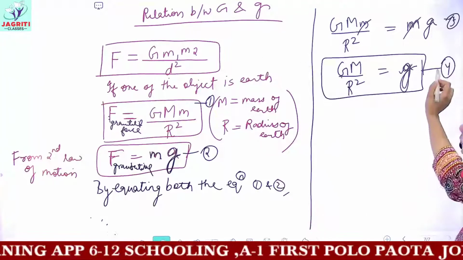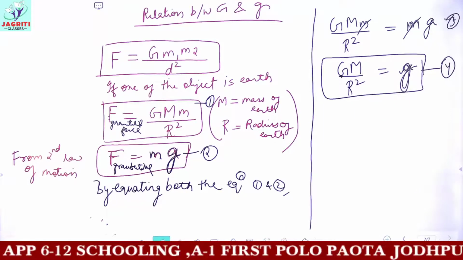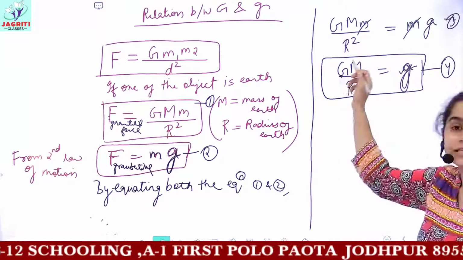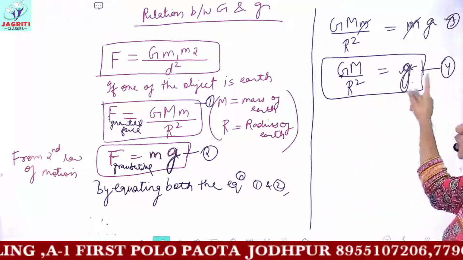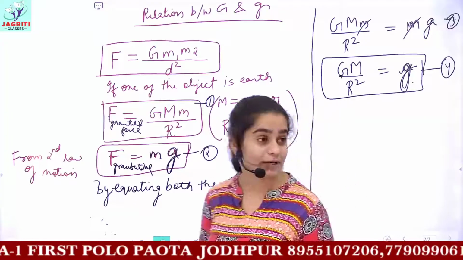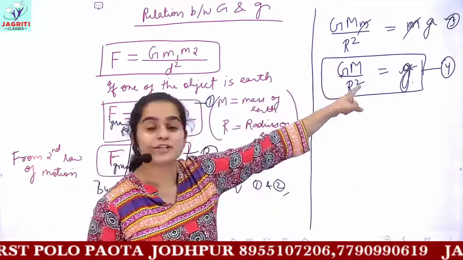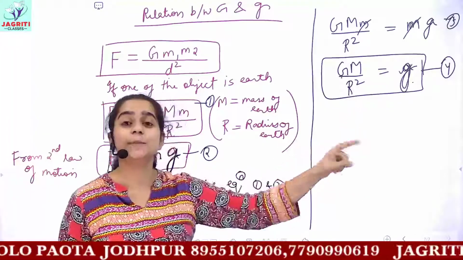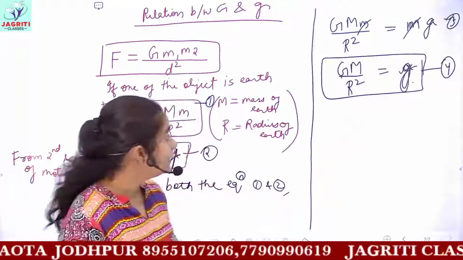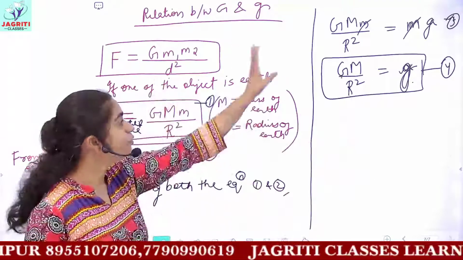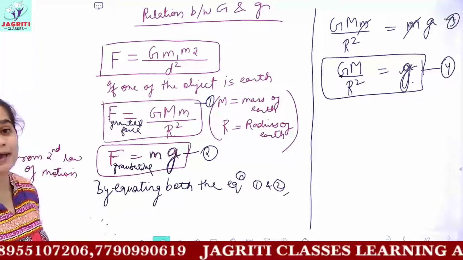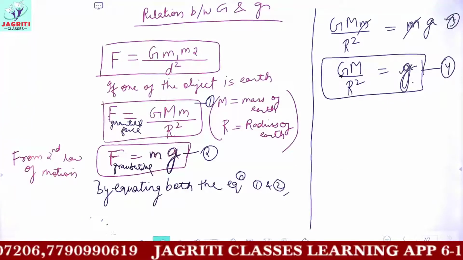So equation 4 gives you a relation between capital G and small g. Capital G is the universal gravitational constant. Small g is acceleration due to gravity. Capital M is the mass of Earth, and capital R gives you the radius of Earth. And now you can also find the value of this. First I want you to just revise it, and if you have any sort of doubt, you can clear it now.